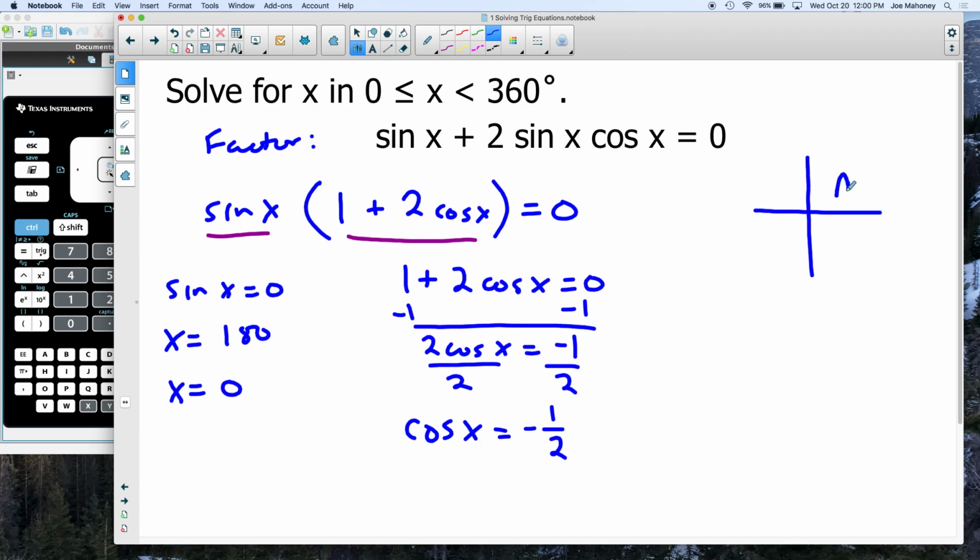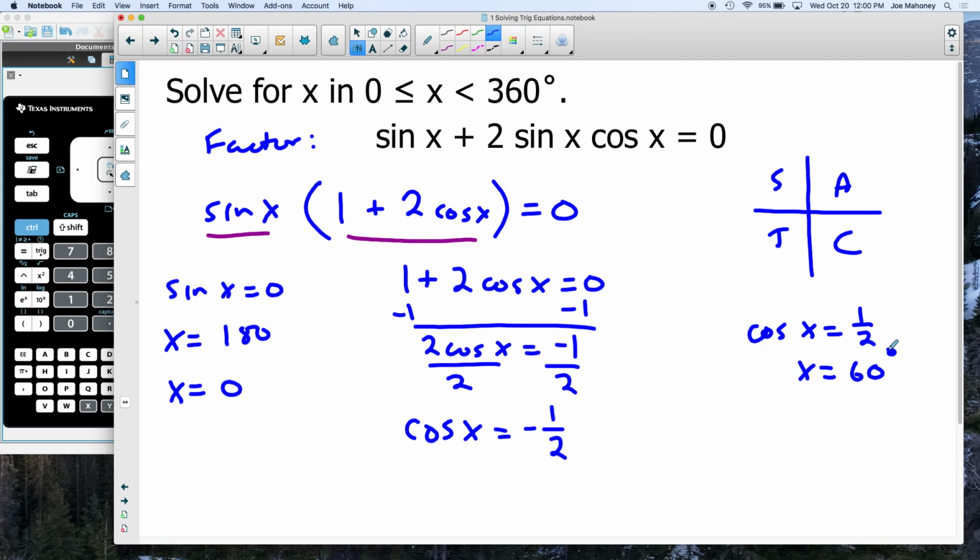So remembering this ASTC thing, the cosine of my angle is negative, so I've got to be in quadrant 3 and quadrant 2. That's where cosine is negative. But I also know that the cosine of an angle equals 1/2 when my value of x is equal to 60 degrees. So that's my quadrant 1 angle.